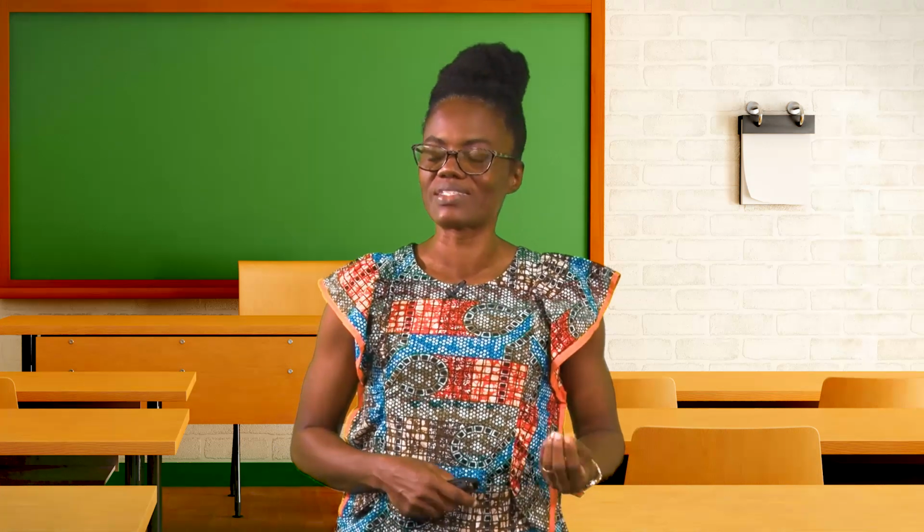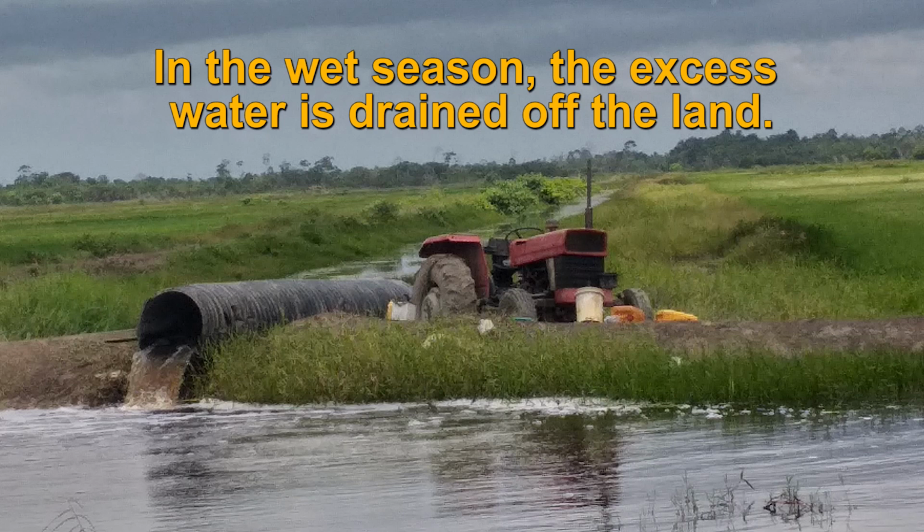Next, in the wet season, the excess water has to be drained from the land by pumps. So there is a reverse. In the wet season, the water, which is excess, is drained off of the land. But in the dry season, water is pumped into the land.